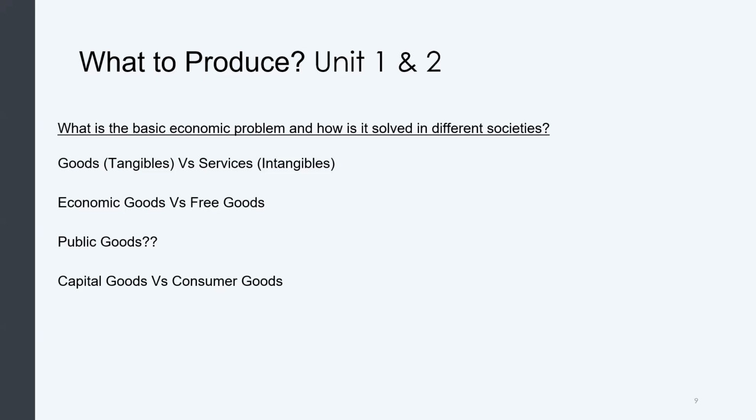Should we allocate them towards production of consumer goods or towards production of capital goods, production of goods or production of services, production of public goods or production of free economic goods, whatever it is? We are basically asking ourselves, what should we produce? That's basically it. That's the what to produce question, right? There are certain units where we're going to be talking about that.